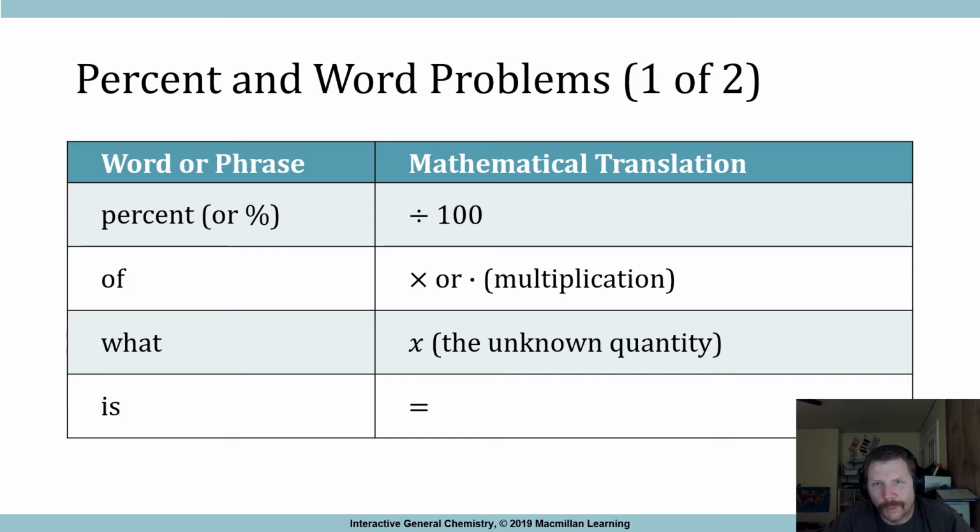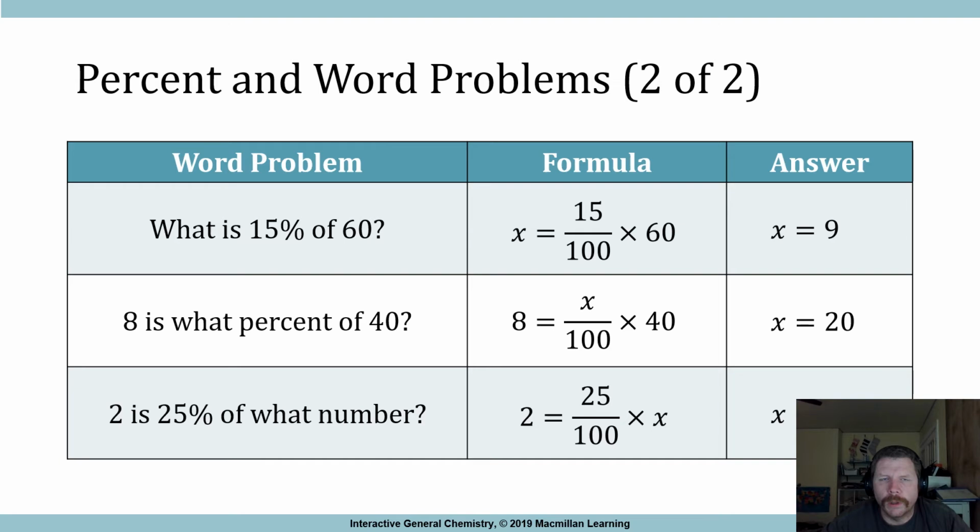So percent in word problems, page 1 of 2. Percent, your mathematical translation, is going to be divided by 100. Of is going to be multiplication. What is generally going to be the unknown quantity, and is generally going to be what you equal. So an example of some of these word problems: what is 15% of 60?